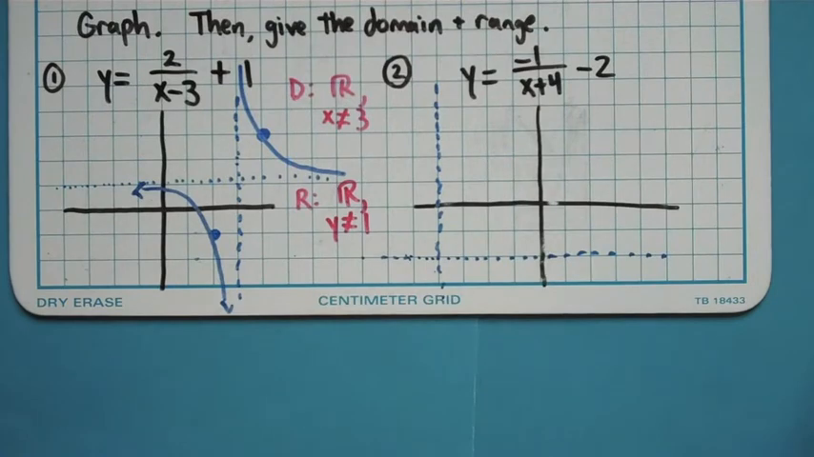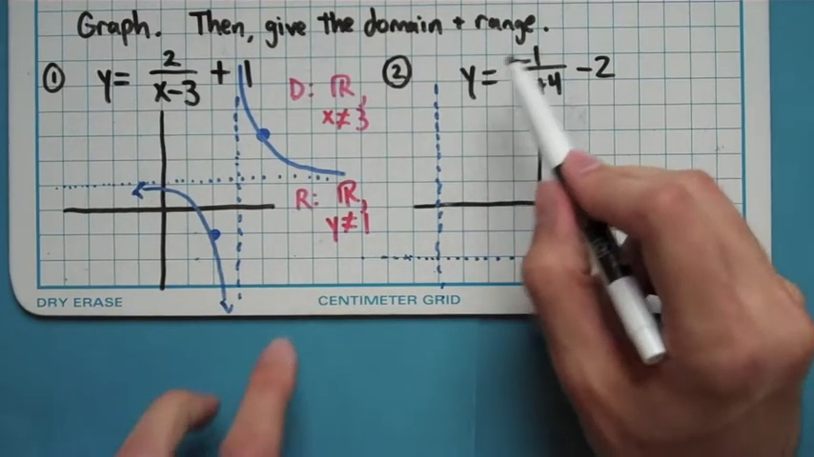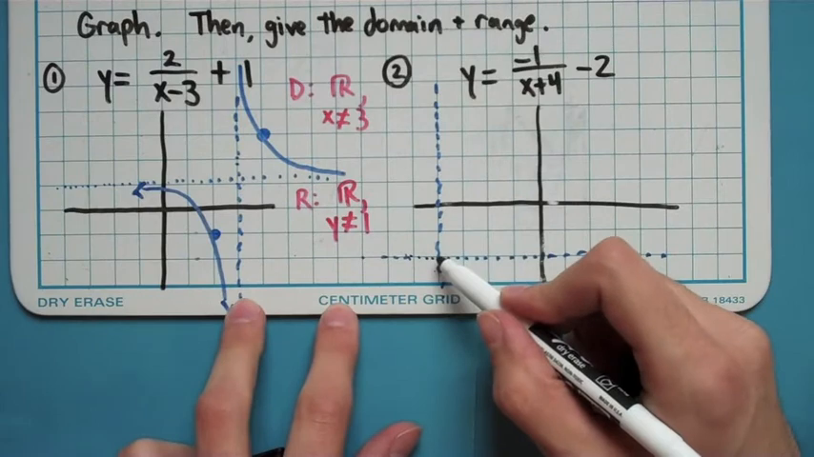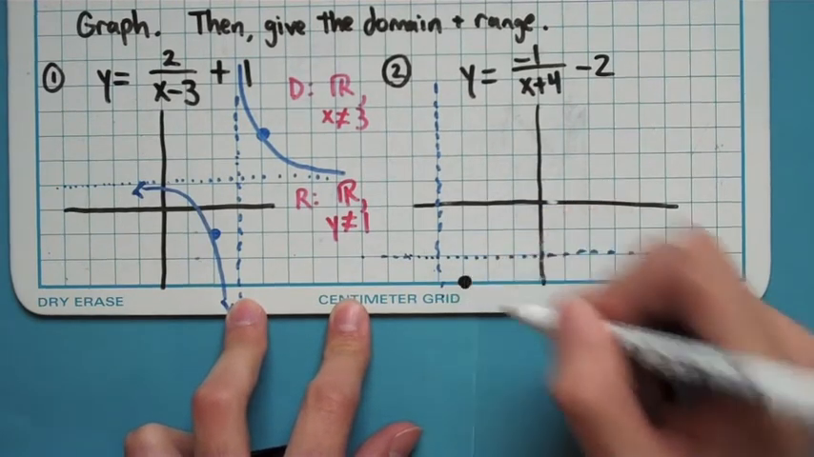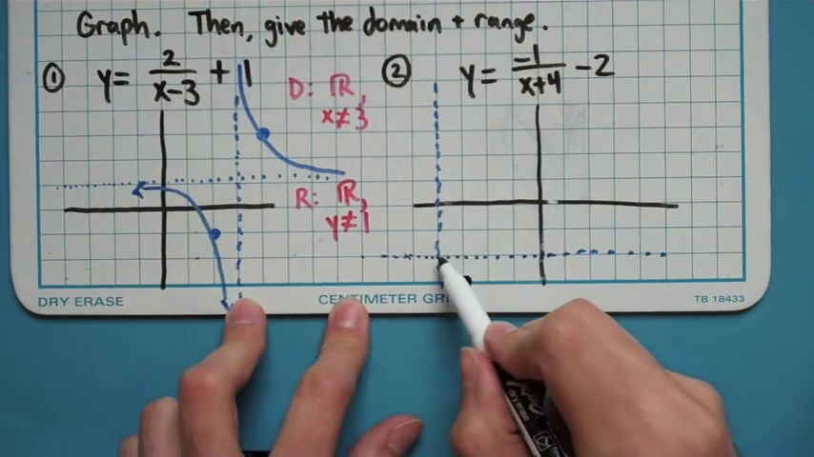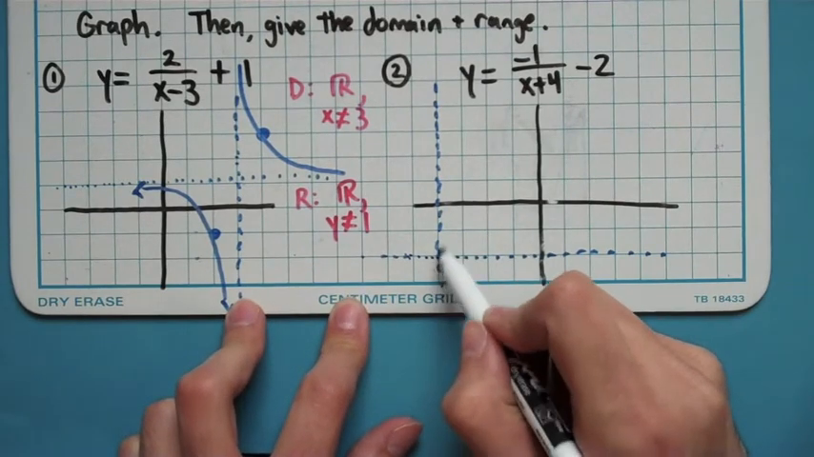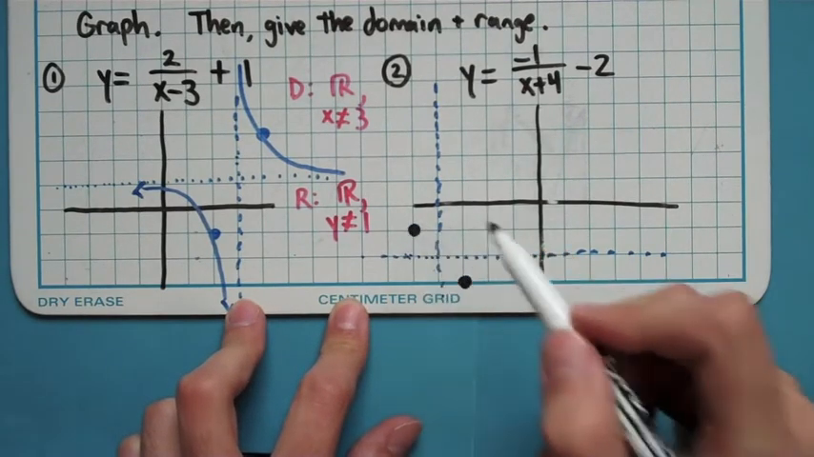So I need to make my points. And this time, A is a -1. So from my center, I'm going to go down 1 over 1. And I get a dot right there. And then I need to reverse that. I went down and right, so I'm going to go up 1, left 1 to get that point.